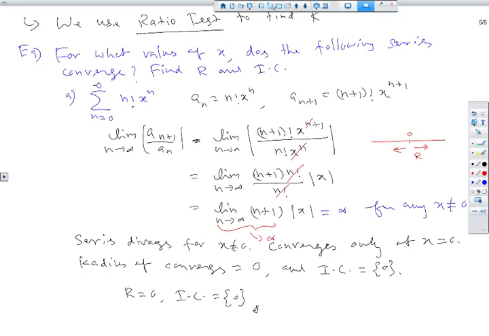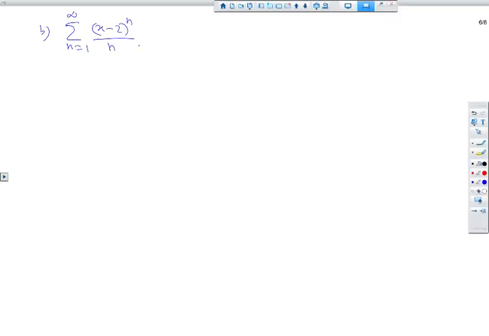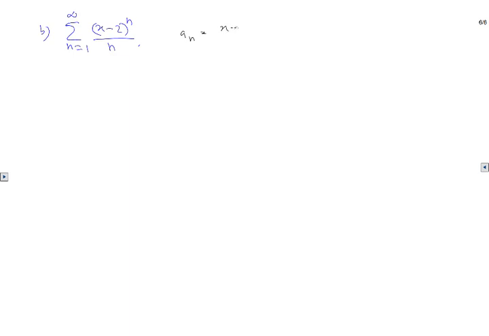How about b? Let's consider this one. So let's look at a little more advanced one. Sigma n going from 1 to infinity of (x minus 2) to the n over n. How about that? So in this case, a_n equals (x minus 2) to the n over n.